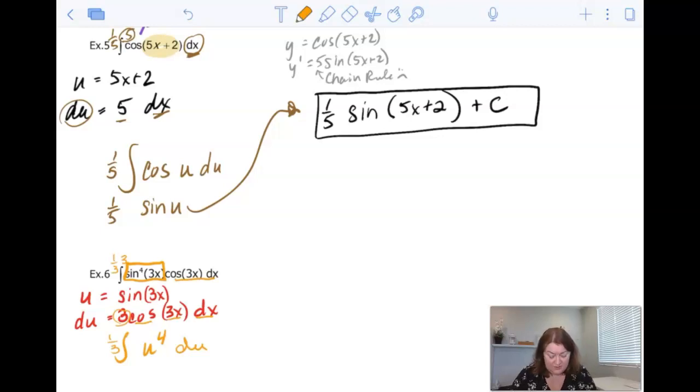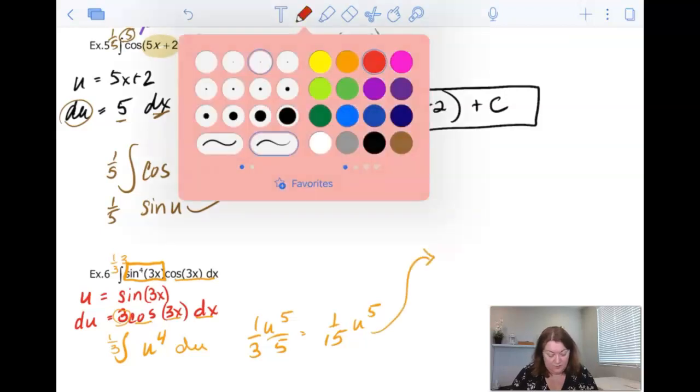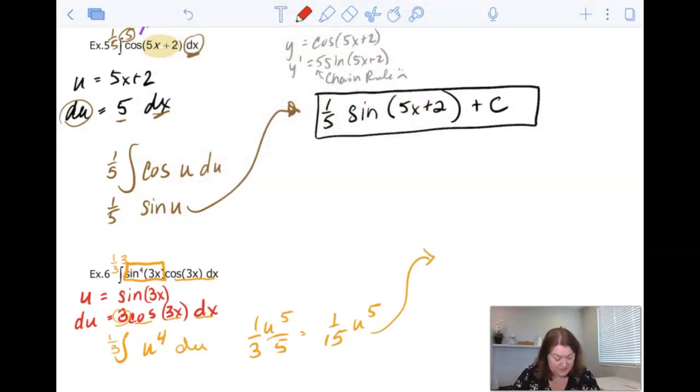So let's go and do the integration of this. U to the 5th over 5, we'll have the 1/3 carry along. That's going to be 1/15 of u to the 5th power. Let's go back to x's. So repeating using the same u substitution, we're going to call this 1/15 of sine of 3x to the 5th power plus c.